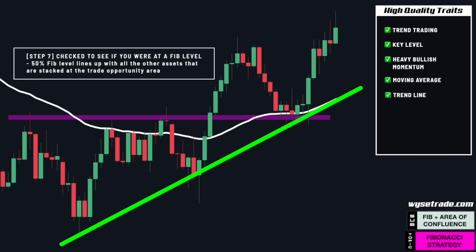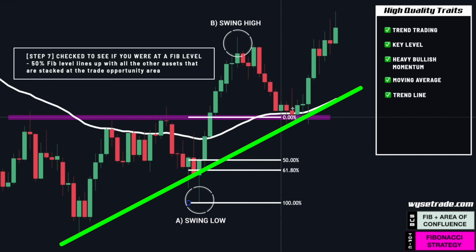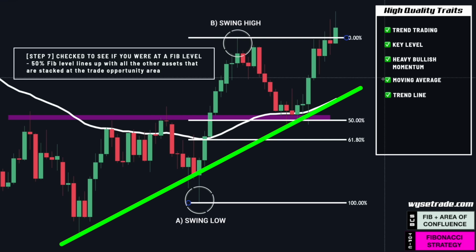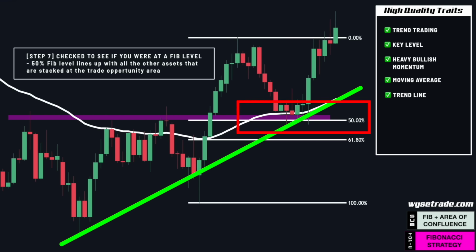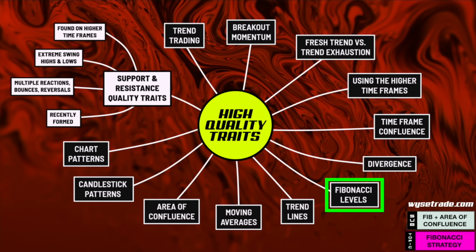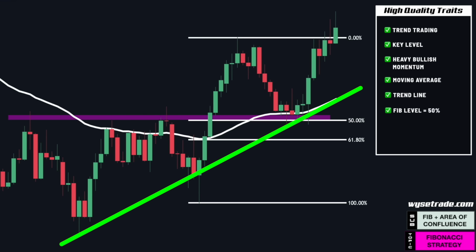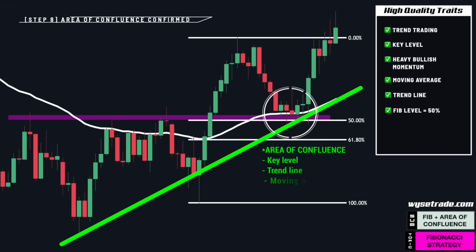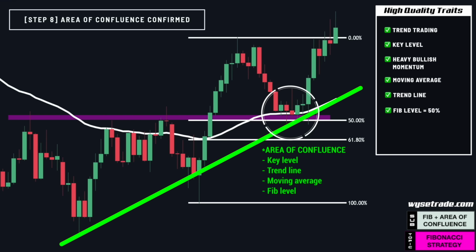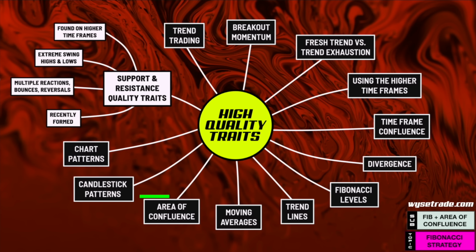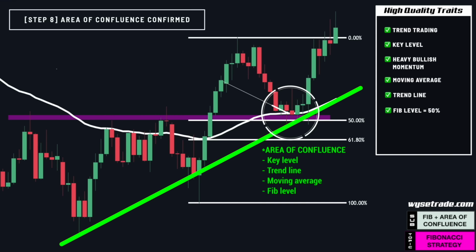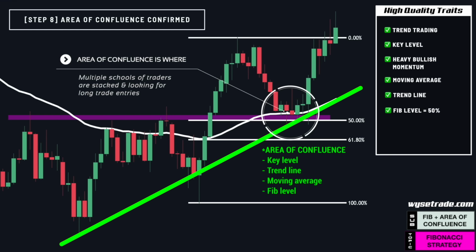Then, you would have checked to see if you were at a Fib level as well. Click at the swing low, drag it up to the recent swing high, and perfect. The 50% Fib retracement level also lines up right at the area. Another high quality trait. Now, the fact that the key level, trend line, moving average, and 50% fib level all intersected perfectly makes this an area of confluence, or an area where multiple schools of traders cross and are looking to take action. Another high quality trait.